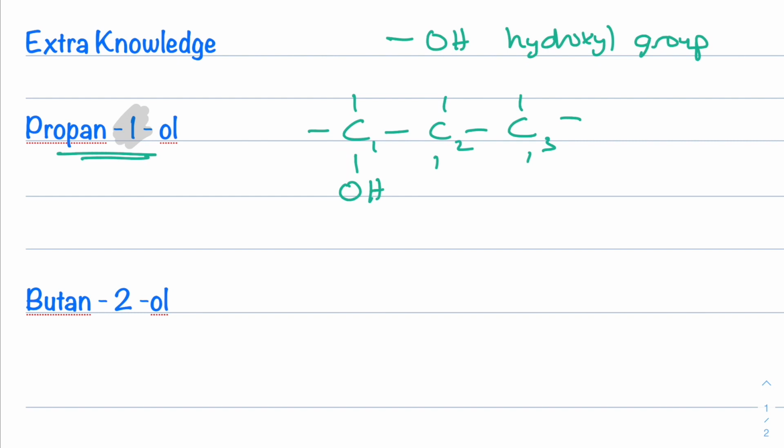If it's butan-2-ol, it will be carbons 1, 2, 3, 4. If you mark the carbons with numbers 1, 2, 3, 4, the OH is exactly at the second carbon. And the rest will be just hydrogen.